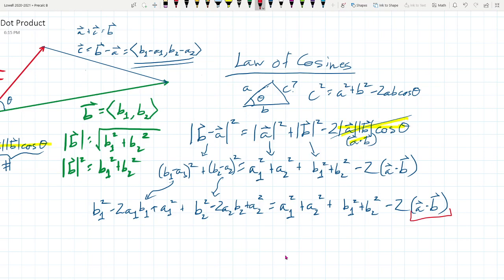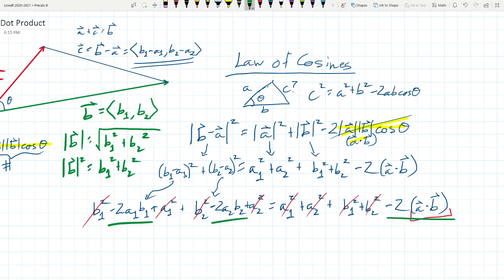Notice, I have a B1 squared here and a B1 squared here. I have an A1 squared right here and an A1 squared right there. So cancel those. I got a B2 squared and an A2 squared, A2 squared. So what's left over? Well, the only things that are left over are this, that, and that.